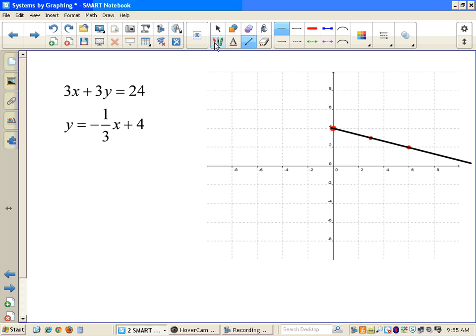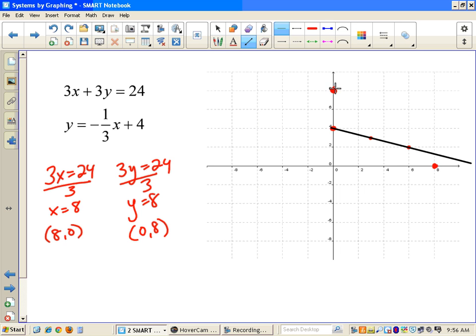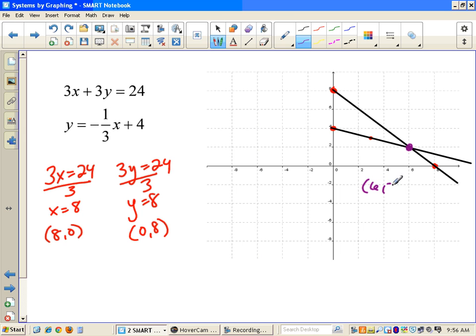This one, I'm going to do the covering up bit. I don't have my little square, but I can just picture covering up the y so that I have 3x is equal to 24, divided by 3, x is equal to 8, so I have an x-intercept of 8, 0. If I cover up the x, I have 3y is equal to 24, divided by 3, y is equal to 8 as well, so I have 0, 8 as that y-intercept. So 8, 0, and 0, 8, and let's get a line between those. And hopefully we're seeing a nice intersection point here of 6, 2.